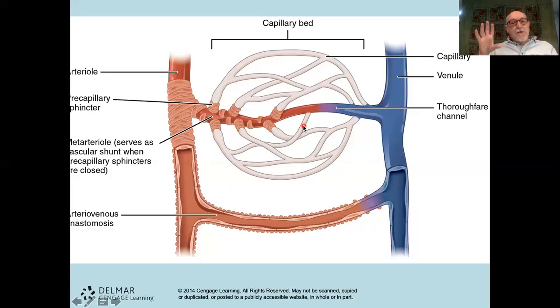In some tissues, for instance, in the muscles, these capillary beds are permanently open. But in other tissues which are only intermittently used or only intermittently stressed, the capillary beds remain closed until blood flow is actually required there.